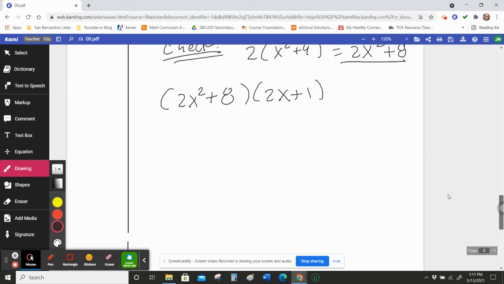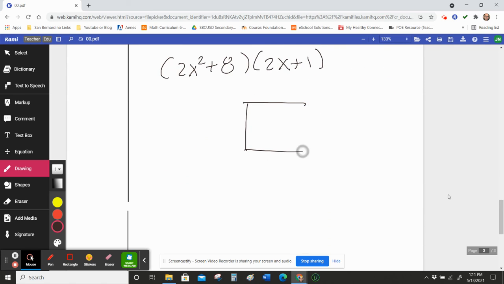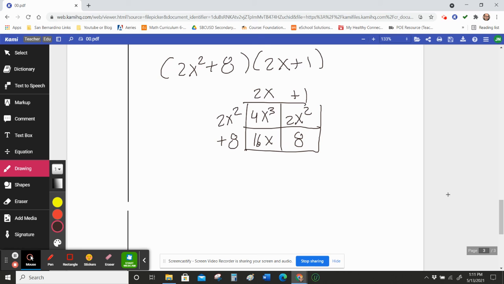To multiply this, I need to draw a box. This time I'm doing a box for the purpose of multiplication, so I can check my answer. 2x squared on one side, positive 8 on the other side. It doesn't matter what you write where. When I multiply this out, I get 4x to the power of 3. Here I get 2x squared. Here I get 16x. And here I get 8 times 1, which is 8. Again, we need to combine like terms, or the peanut. In this peanut, there are no like terms because here we have x squared and here we have x. So there's nothing we can combine, and we basically are done.